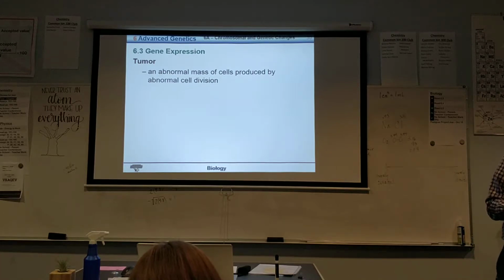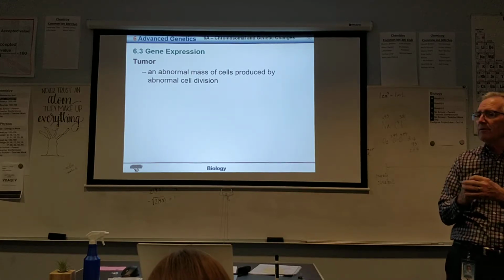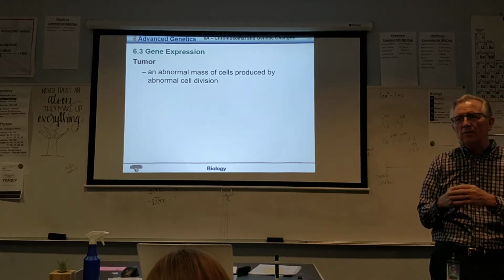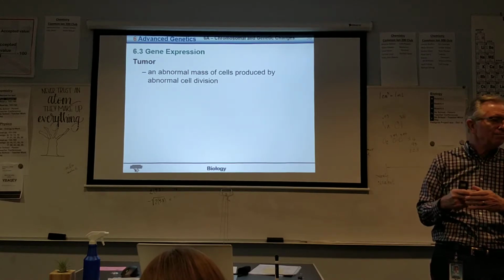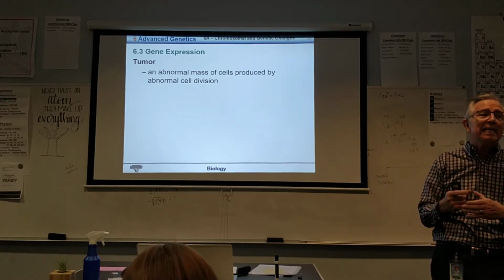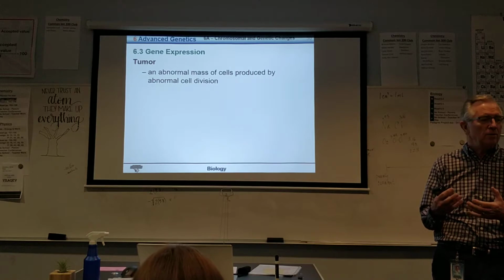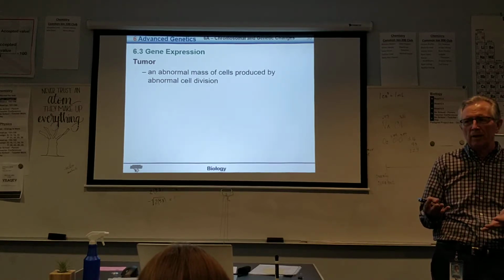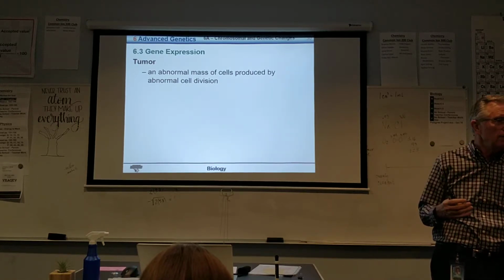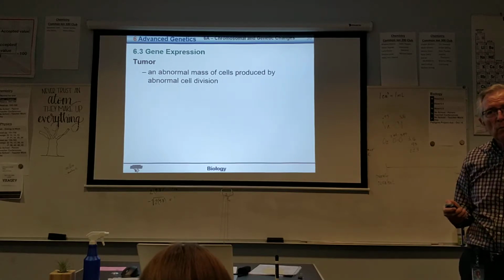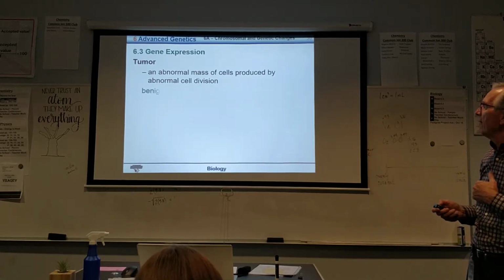Now, what are some terms that often are associated with cancer? We use the word tumor. A tumor is just an abnormal mass of cells produced by abnormal cell division. So here we have some cells that have continued to divide when there really, in reality, is no need for them to continue to divide. We don't need any more of those cells. They just keep going. Now, we'll talk in a moment what can cause that.